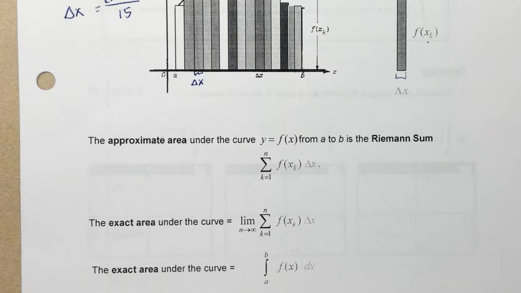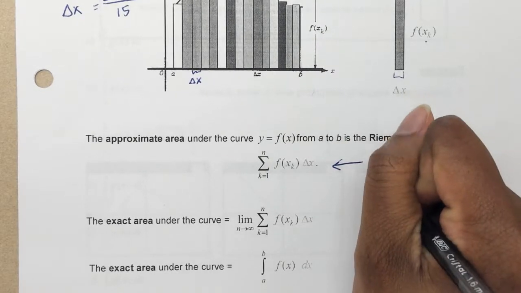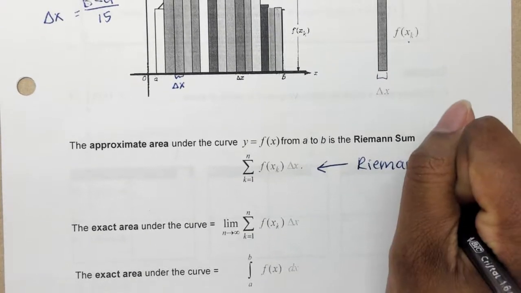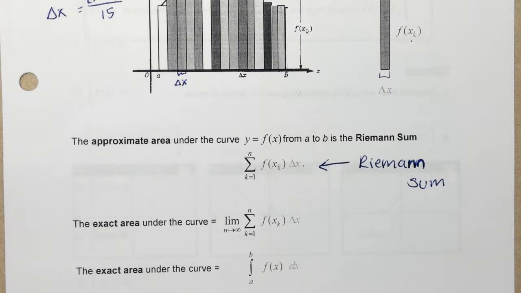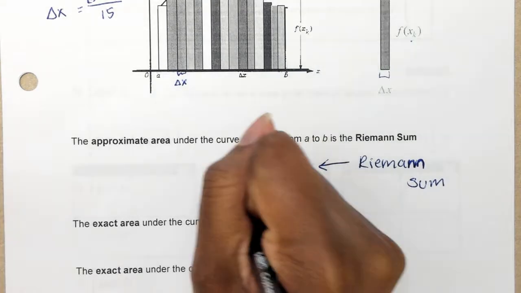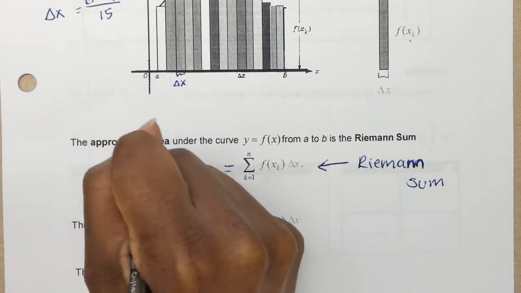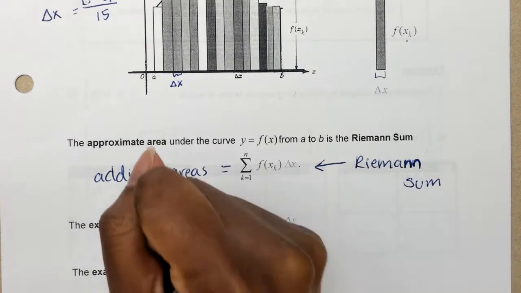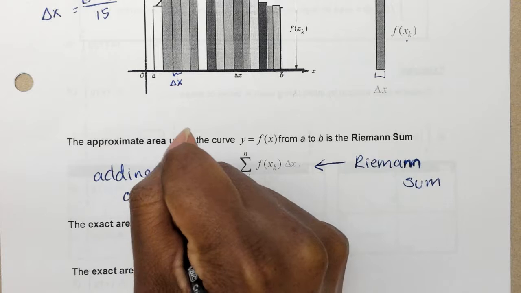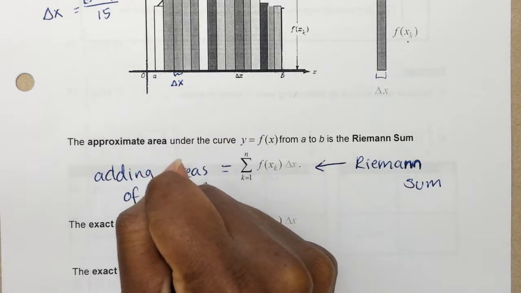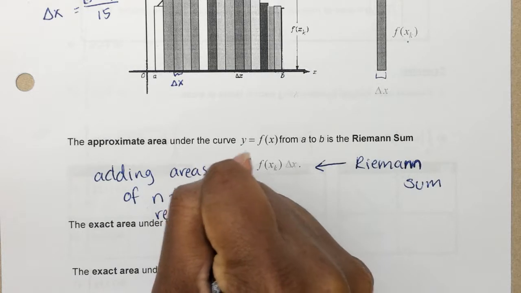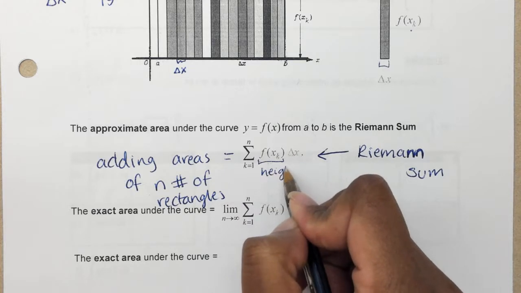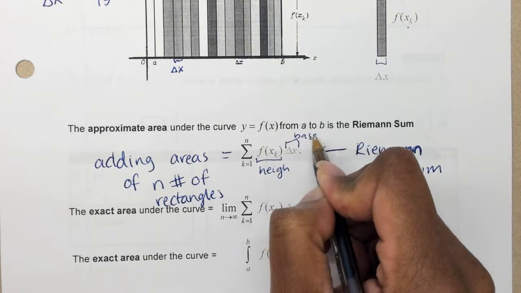Okay, and it is represented by this summation. That's two n's. My letters got stuck together. Okay, so this means that we are adding areas of n number of rectangles. Alright, because you're taking the height and you're multiplying it by the base.